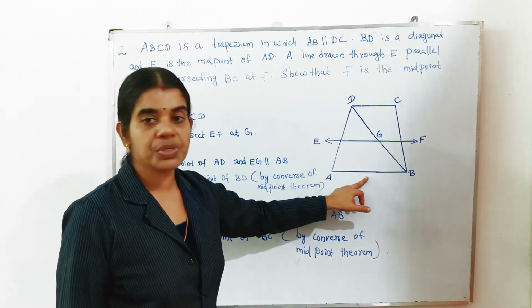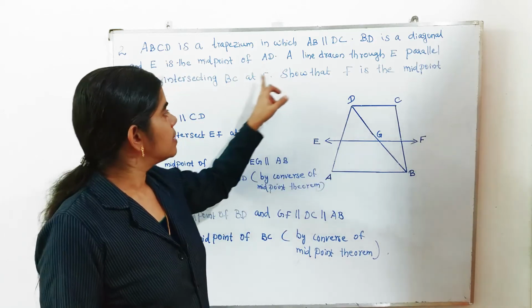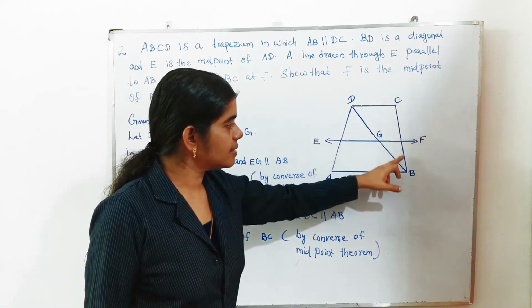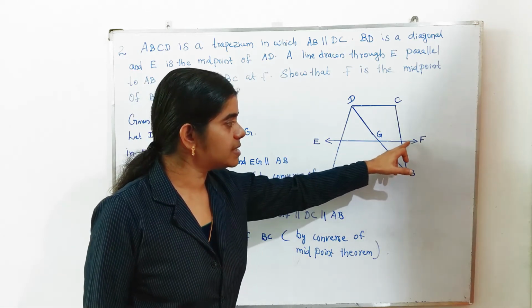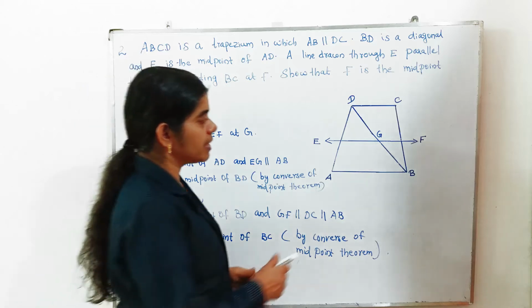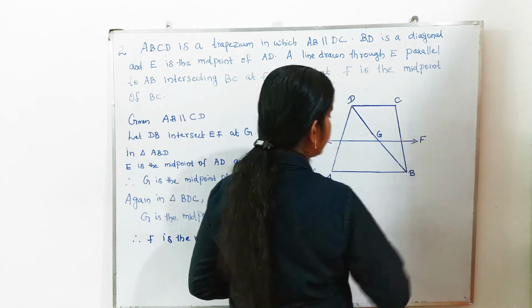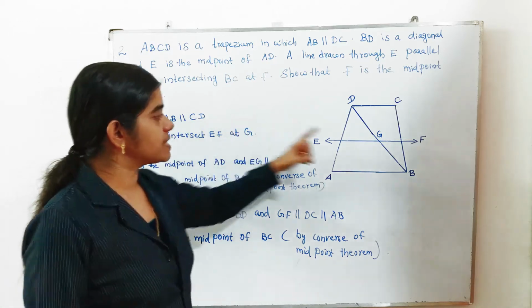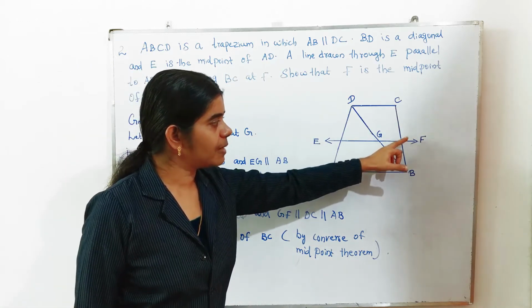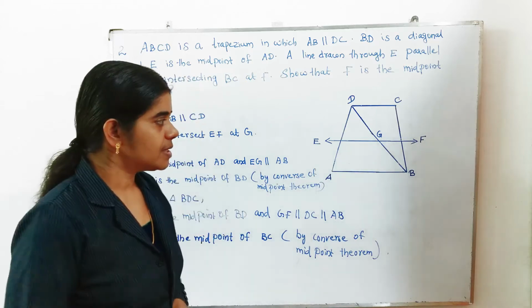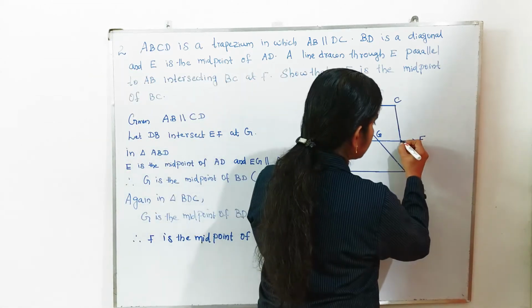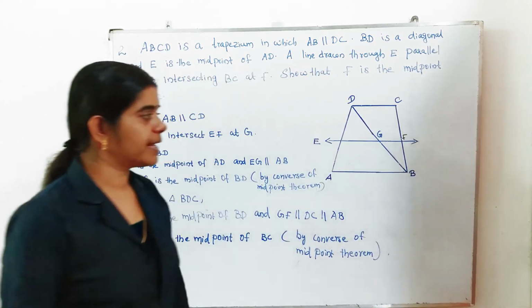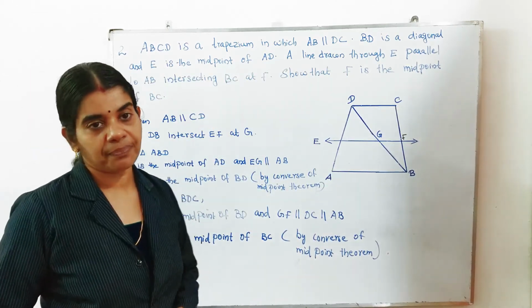This line is parallel to AB and intersects BC at F. This will be the point F. We want to show that F is the midpoint of BC.